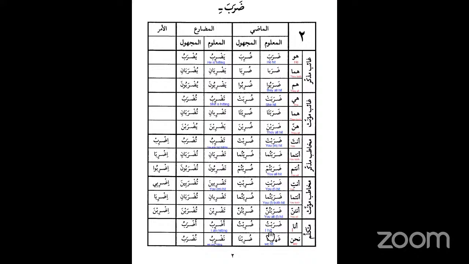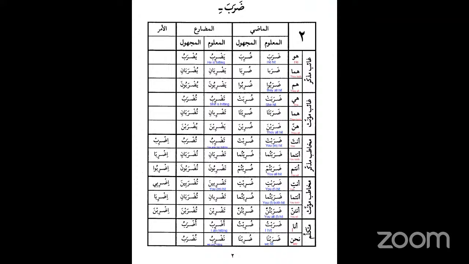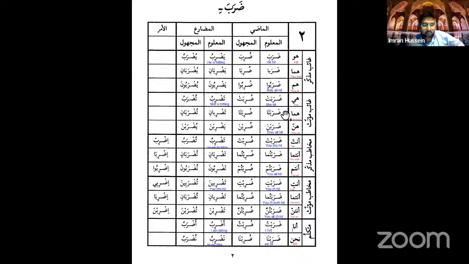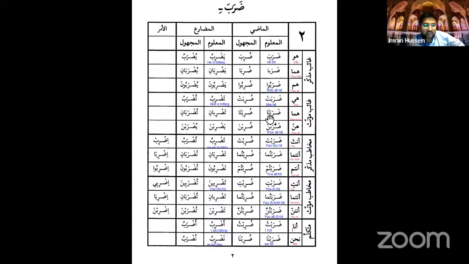Darabtunna, darabtu, darabna. How do you say I hit? That's darabtu. We hit? That's darabna. He hit? Daraba. She hits? Darabat. They two females hit? Darabata. Okay, darabata, female.